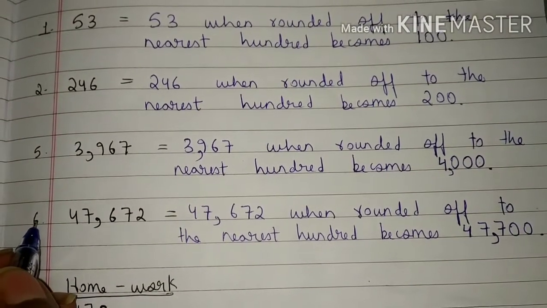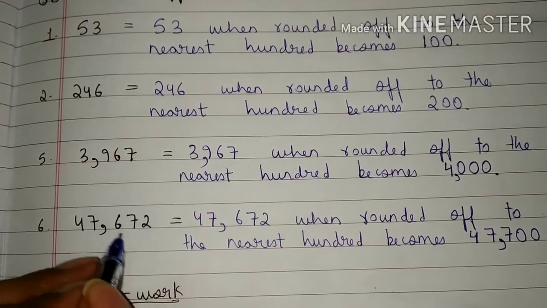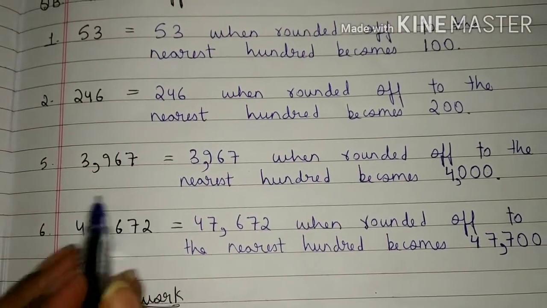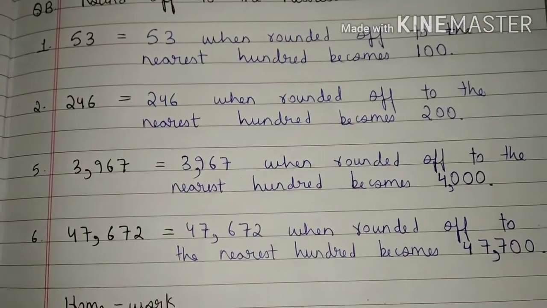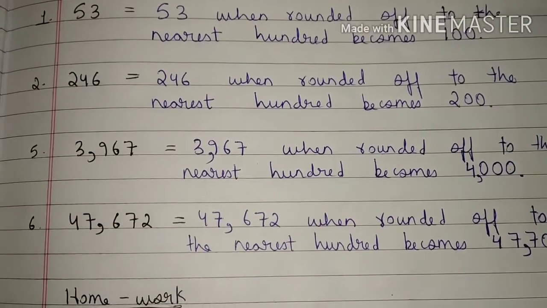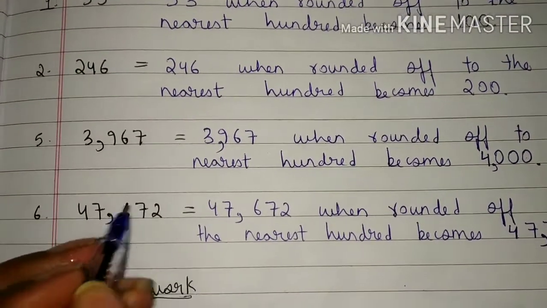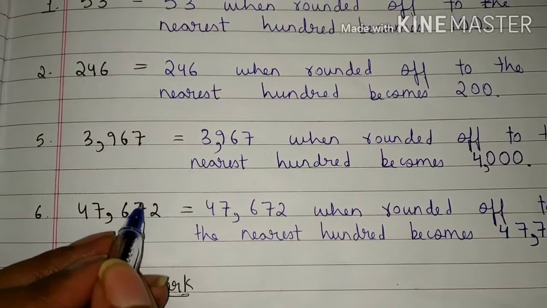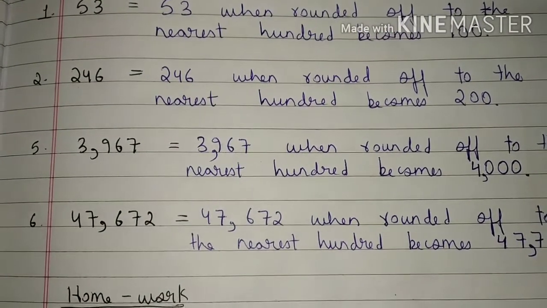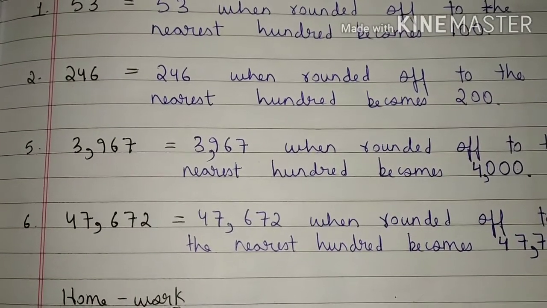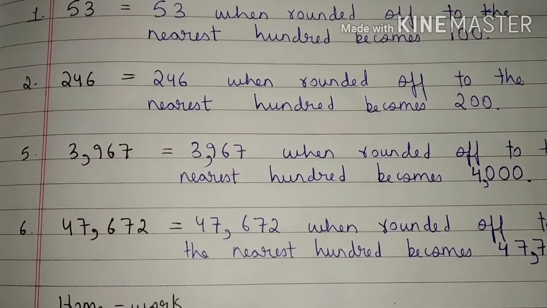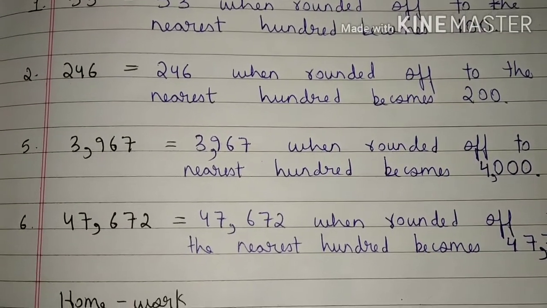Sixth question. Number is 47,672. Students, you have to round off this number to the nearest hundred. I have told you that when you have to round off a number to the nearest hundred, you will check the digit in the tens place. Here in the tens place, digit is 7. If the digit in the tens place is greater than 5 or equal to 5, change tens and ones digit to 0 and add 1 to the digit in the hundred place.